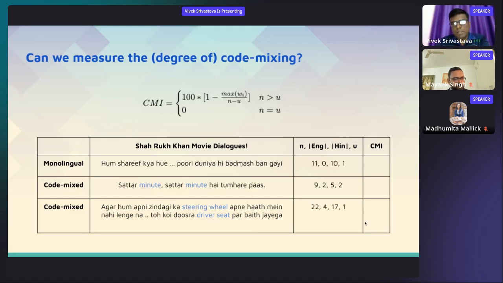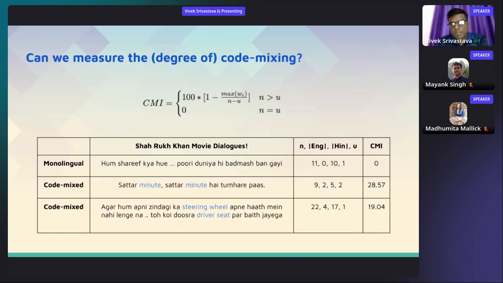Let's see what CMI tells us. If you compute all these different components that we have in this matrix, what will come up as the final CMI score is this. So 0 is for the monolingual, because we know that this is the monolingual text. Then 28.57 and 19.04. So the metric is telling us that the second example is more code mixed as compared to the third one. That's not true, right? If you go with your assumption, we will see why this is the case, that what looks good to us is not coming up.